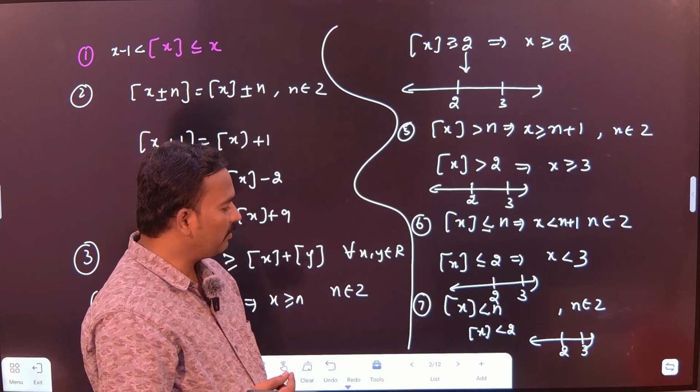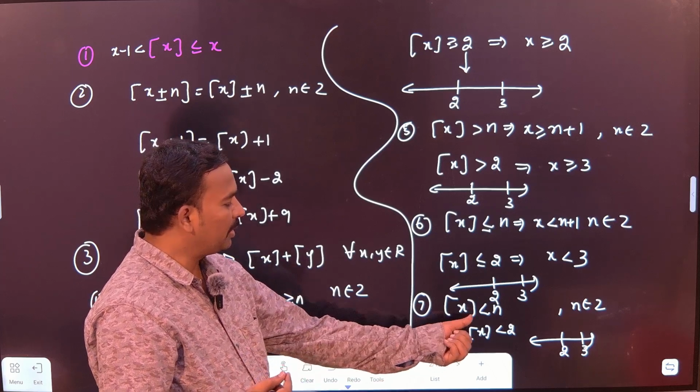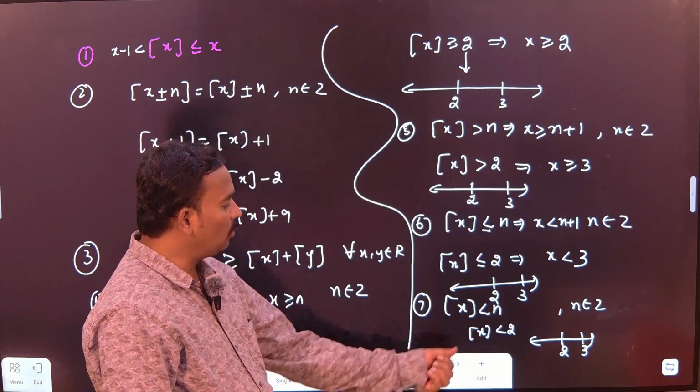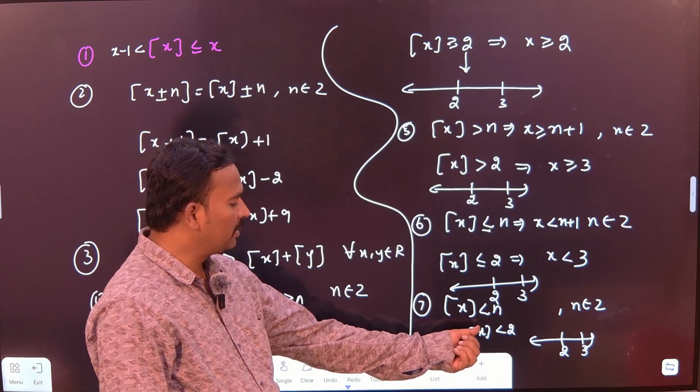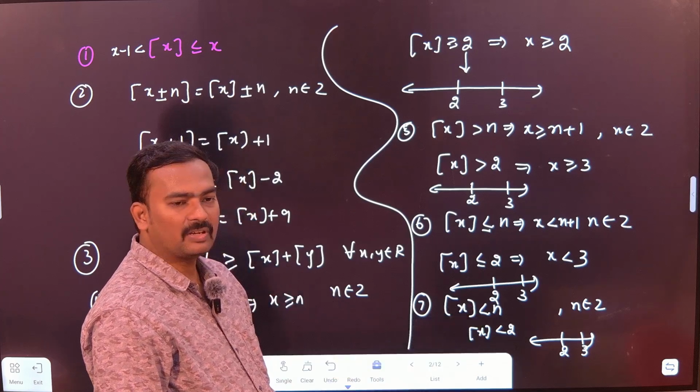Because for 1.5 the greatest integer is 1, and 1 is less than 2. You cannot take 2 also. More than 2 you cannot take. If I take more than 2, let's take 2.5, the greatest integer is 2 only. If I take 3, the greatest integer value of 3 is what?